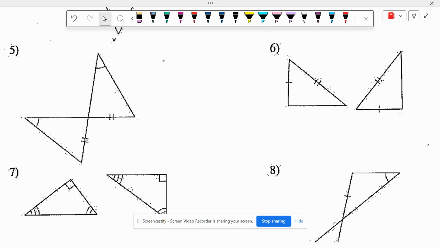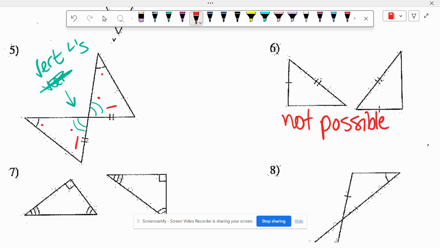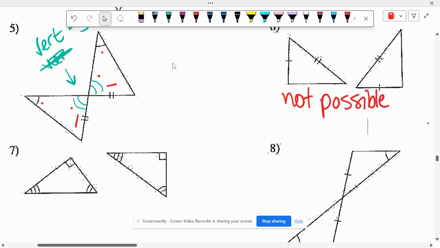Angle, angle, side. What's missing being marked congruent, Charlie? Yeah, the vertical angles. I'm trying to write vertical, but that didn't even look right. Vertical angles. So angle, angle, side. Okay. What about number 6? Say it. Not possible. Okay. What about number 7?